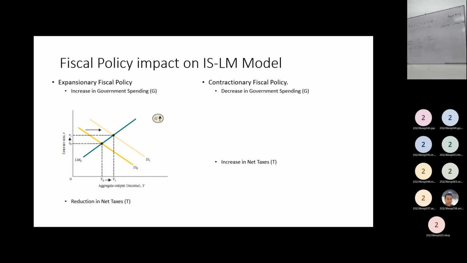Aggregate output or income. In other words, it helps to boost the economy. So one way in which the government can expand the economy, one way in which they can practice expansionary fiscal policy, is by increasing government spending. So how does the increment in government spending expand the economy?